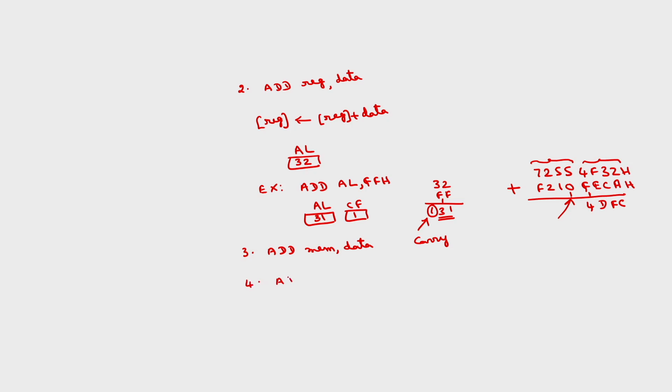We can have ADC register slash memory 2, same as the first one, comma register slash memory 1. Both cannot be memories. The operation here is: register slash memory 2 will be added with register slash memory 1 plus the status of the carry flag, and stored in register slash memory 2.